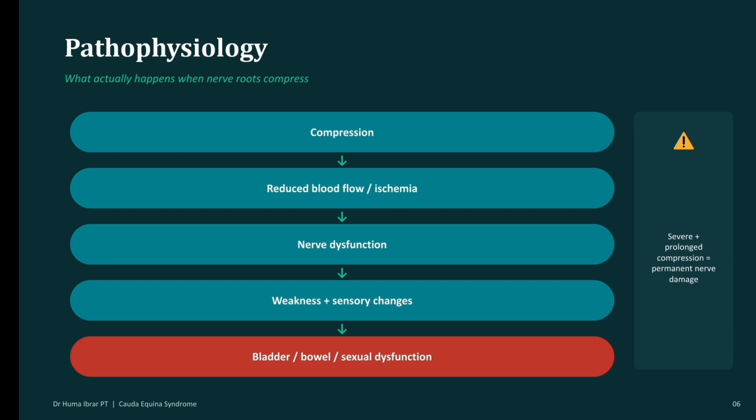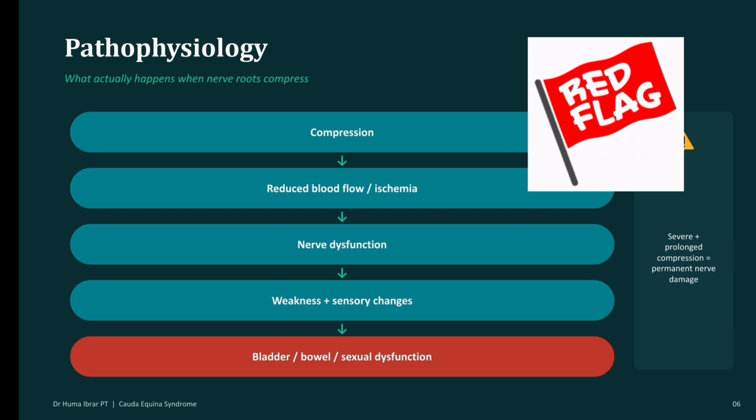Let's talk about the pathophysiology of CES, or the Cauda Equina Syndrome. In Cauda Equina Syndrome, these nerve roots become compressed due to various causes. Compression can reduce the blood supply to the nerve roots and interfere with the normal nerve conduction, affecting sensory, motor, and autonomic functions. If the compression is severe or prolonged, it can lead to permanent nerve damage, lasting neurological deficits.